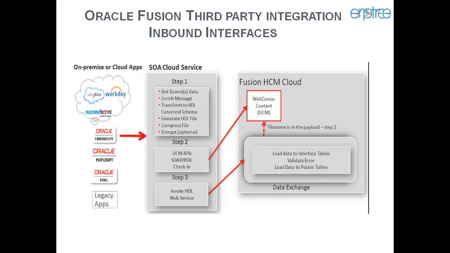steps 2 and 3 are basically for automating the things, because once the file is generated, we can also manually transfer the file into the Fusion application, which is the Web Center UCM. So into the Fusion application we have a Web Center content, where we load all the files, and from there the Fusion application reads the file and loads the data into the base tables. Okay, so either from step 1 we can manually put the file into the UCM.